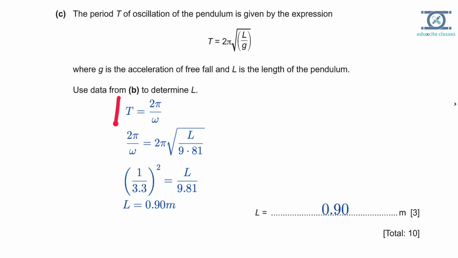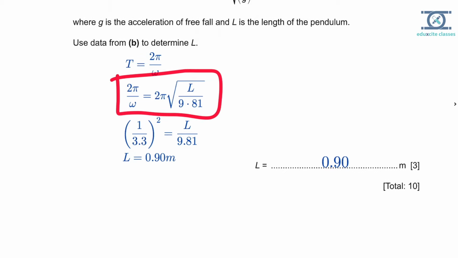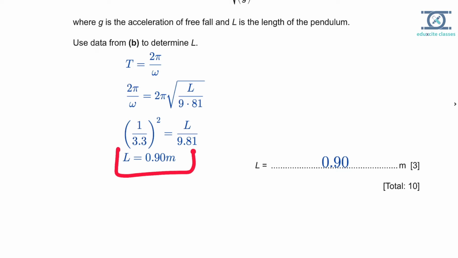So we know the relation between time period and the angular frequency, that is t equals 2 pi by omega, or omega equals 2 pi by t. So substituting the values, you will get L equals 0.9 meter.